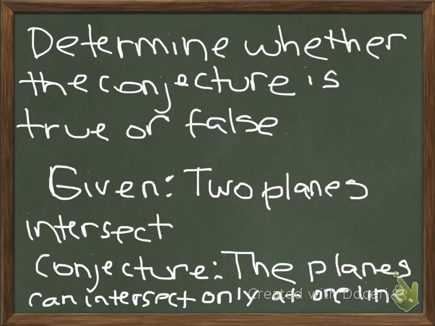Here, we're trying to determine whether the conjecture is true or false. So if you think about where two planes intersect, and then it says two planes intersect, the planes can intersect only at one line. Is that conjecture true or not? And that is actually true, because planes, when they intersect, do only intersect at a line. They do not intersect at a point. So this would be true.